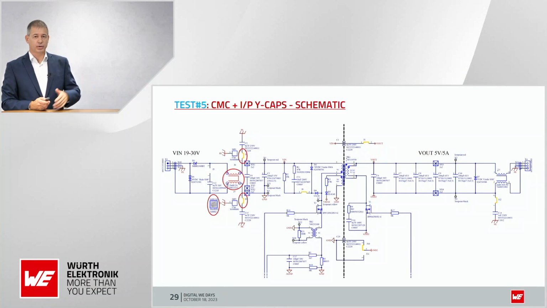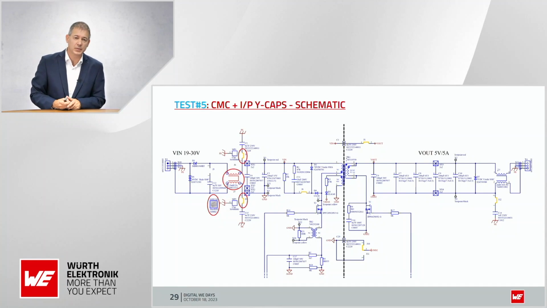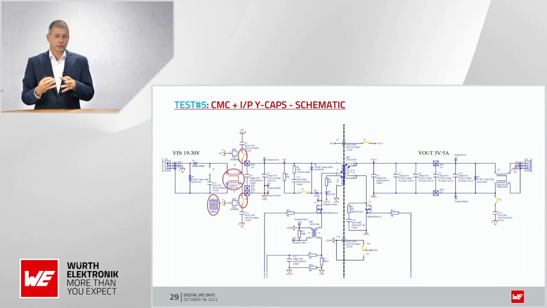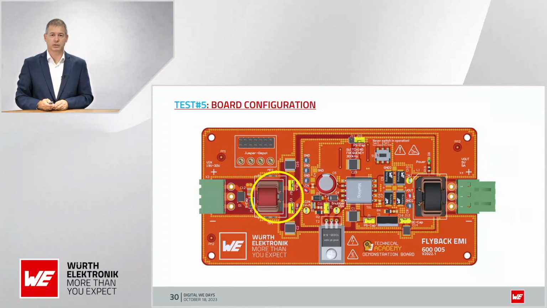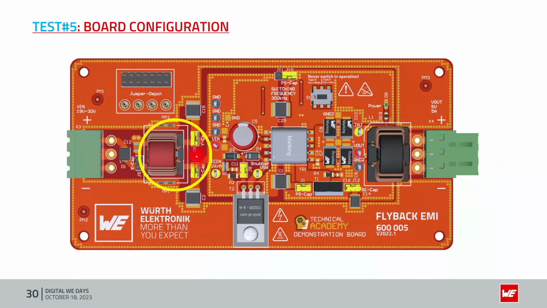Then the next step for debugging is to insert the common mode choke. We see we have a lot of common mode noise in a flyback design. For this we try on the input side this common mode choke together with the so-called Y caps here and here. Both together work against the common mode. This is the board configuration. We change the shortcuts to the common mode choke and put this jumper on to activate it in this device.